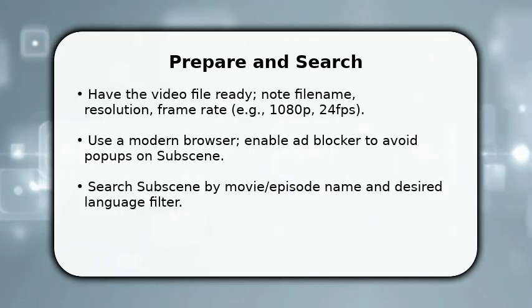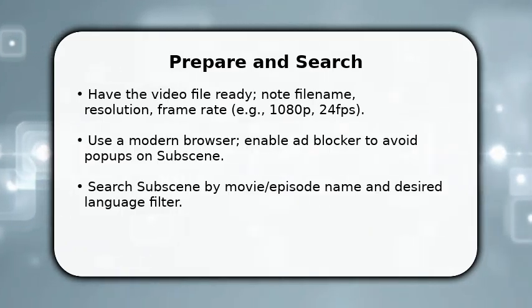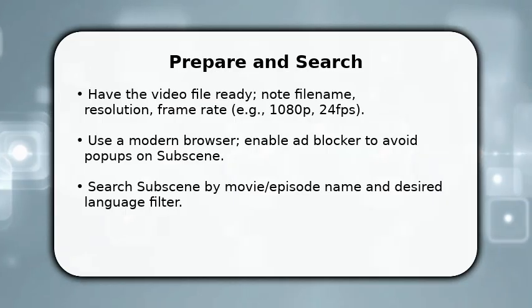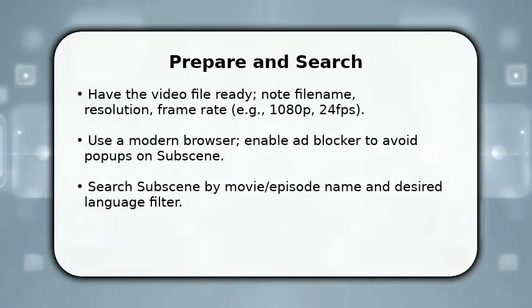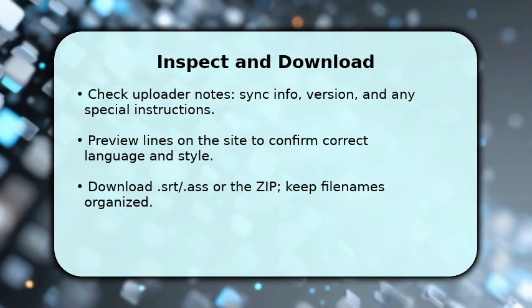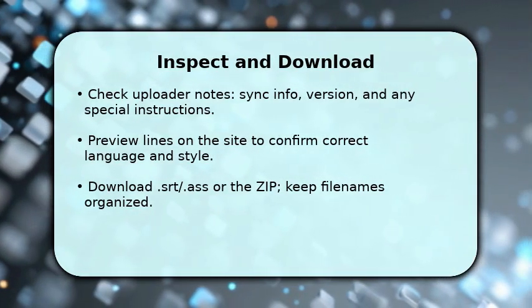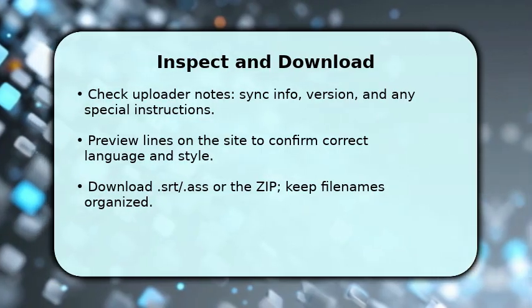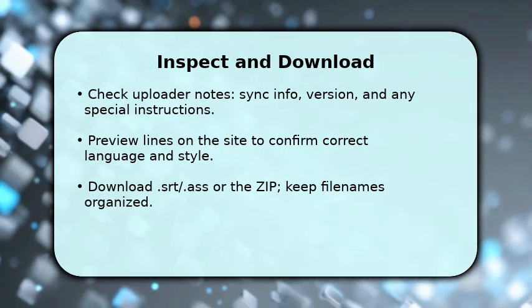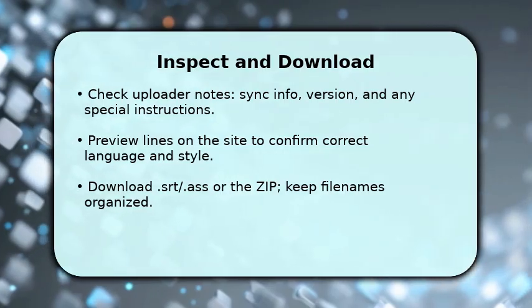Now click the most relevant listing and prepare to inspect subtitle details and uploader notes before downloading. You now examine candidate subtitle files closely, read uploader notes for sync/version, and preview a few lines to confirm language and spelling. Once satisfied, choose the correct format, SRT for simplicity or ASS for styling, and click Download.